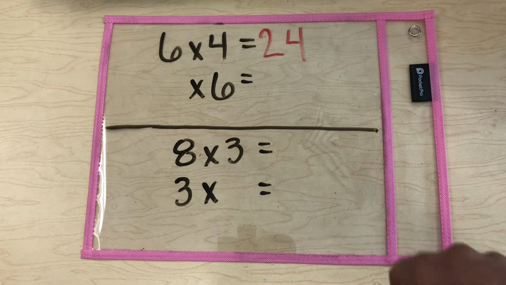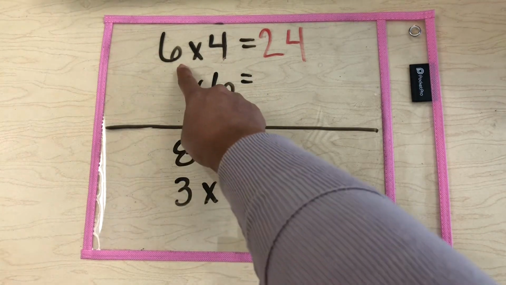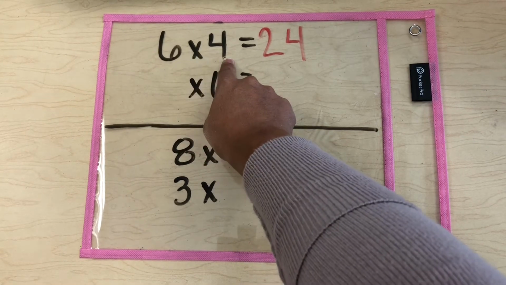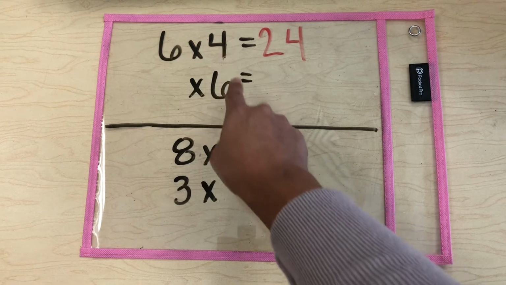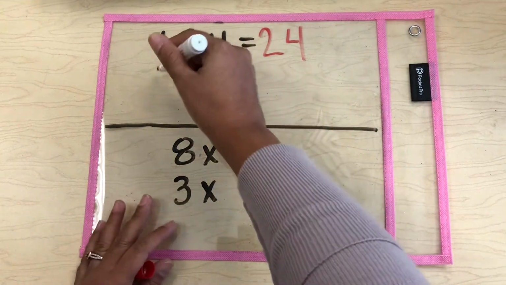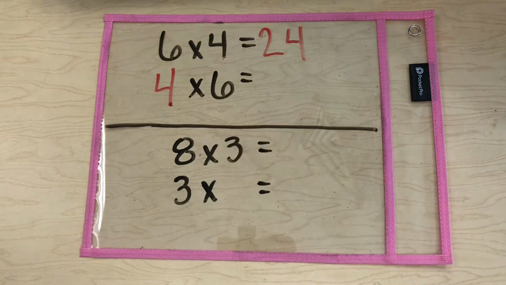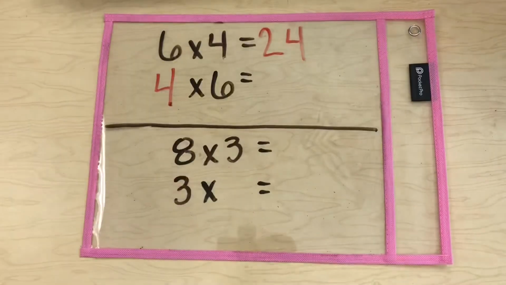So the commutative property just switches those two factors around. So instead of saying 6 times 4, this time the 4 is going to go first and the 6 is going to go second. Now I want you to think, did these two factors stay the same or did they change? They stayed the same. We just changed the order of the factors.